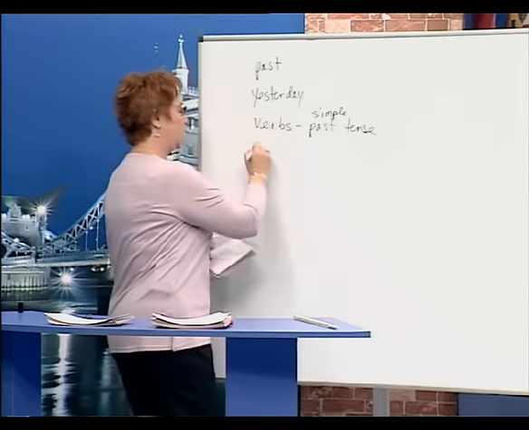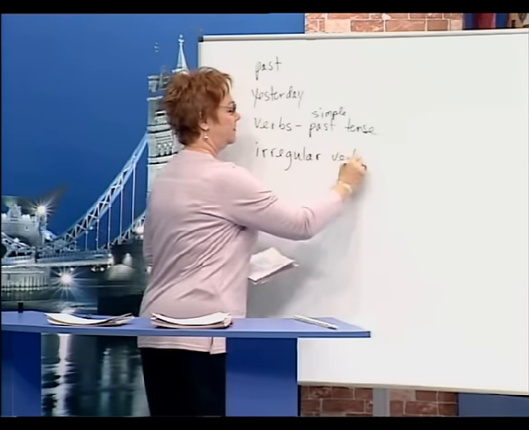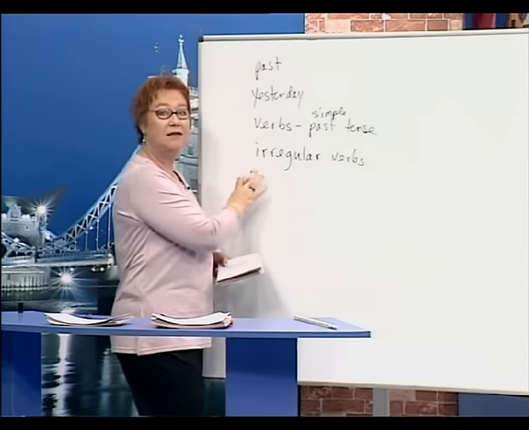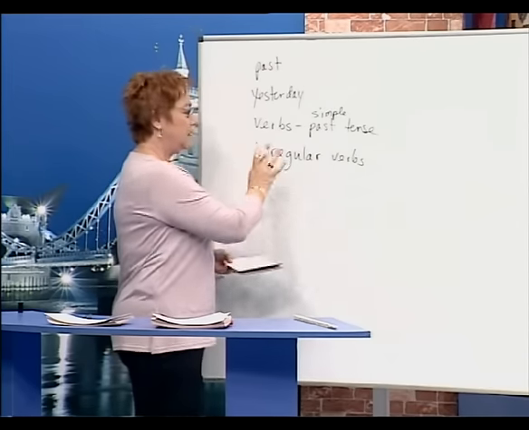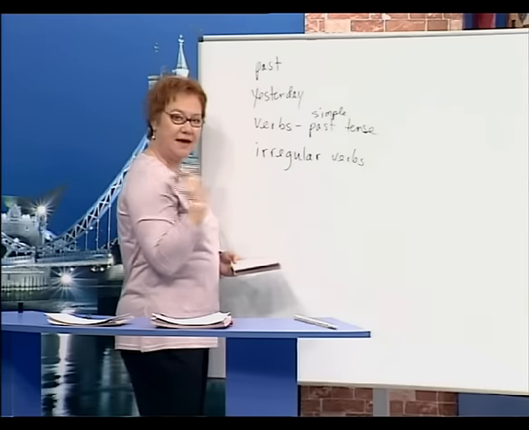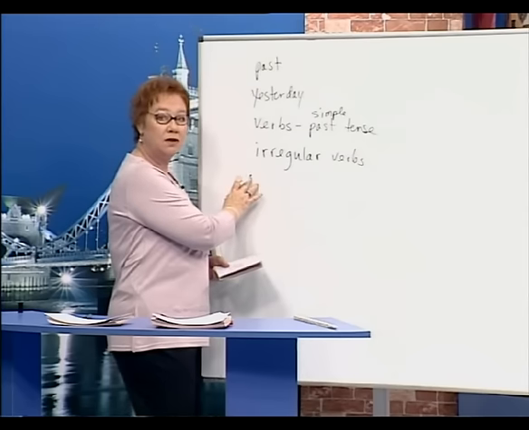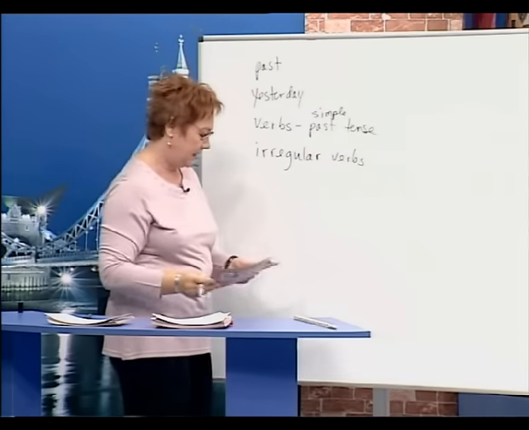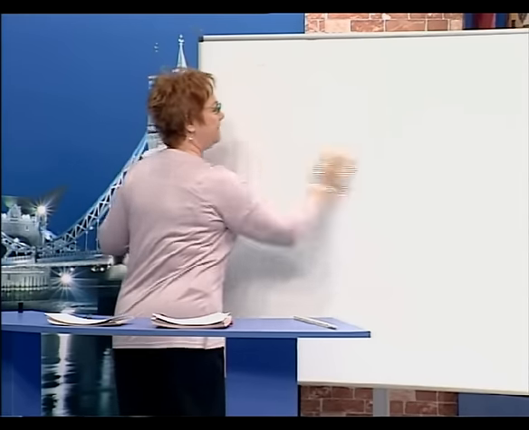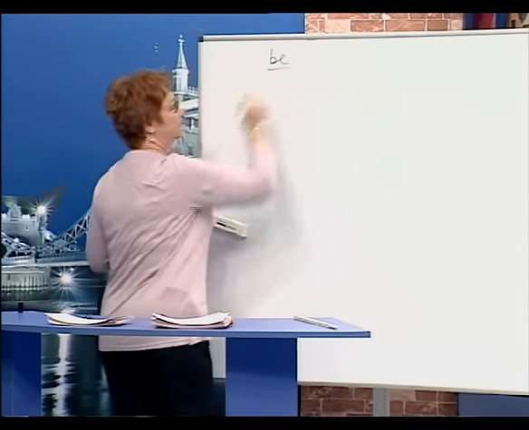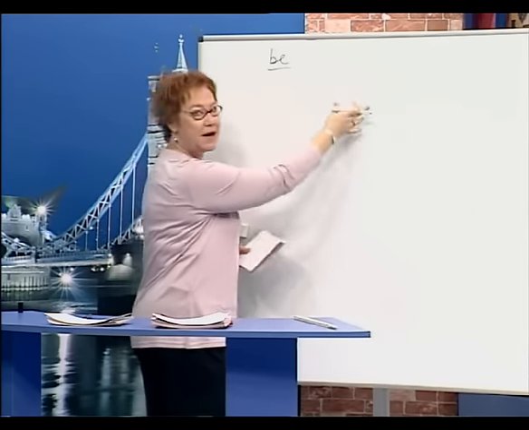Some verbs in English are called irregular verbs. Irregular verbs. These are special verbs. We saw some of them in the present tense. Now, irregular verbs change in the past tense. And today, we'll talk about a few important irregular verbs. Now, first, we're going to look at the verb be. Be. Okay? Now, here we go. We'll look at it in the present and the past.